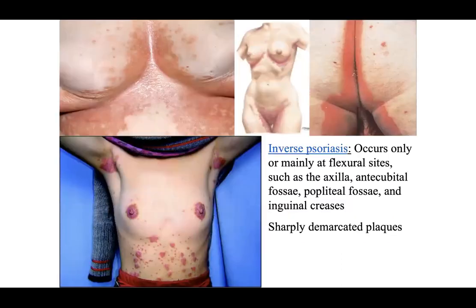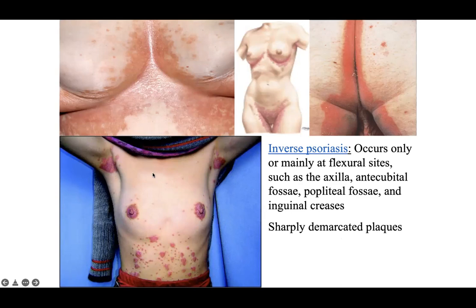Inverse psoriasis, it's all about location. So here it involves under the breasts or in between the buttocks or even around the nipples or under the arms in the axilla and the groin region. So you have to know the location.